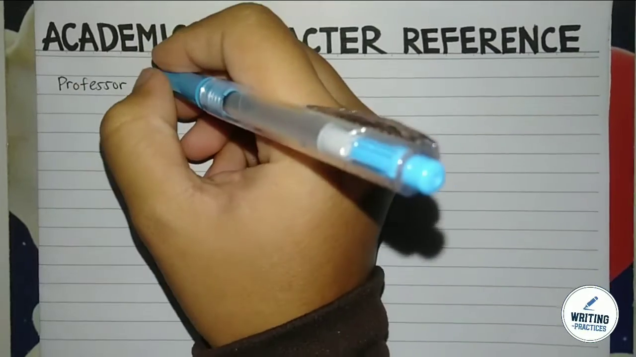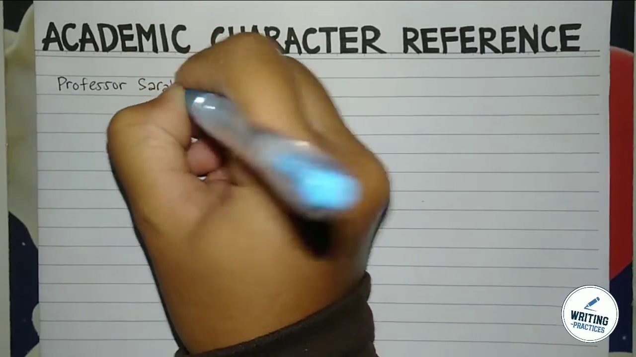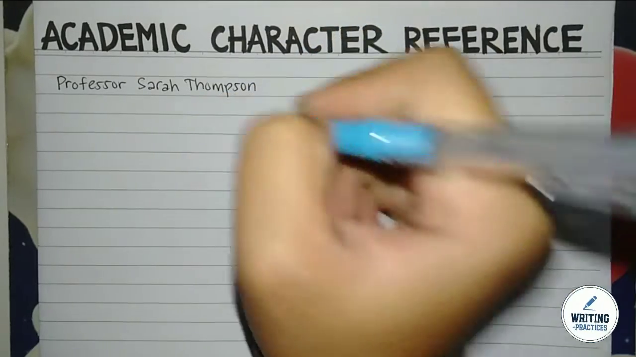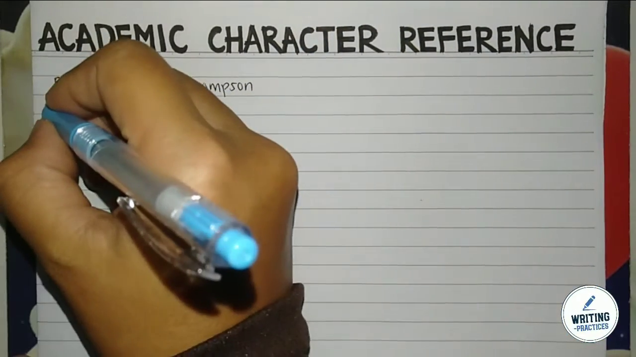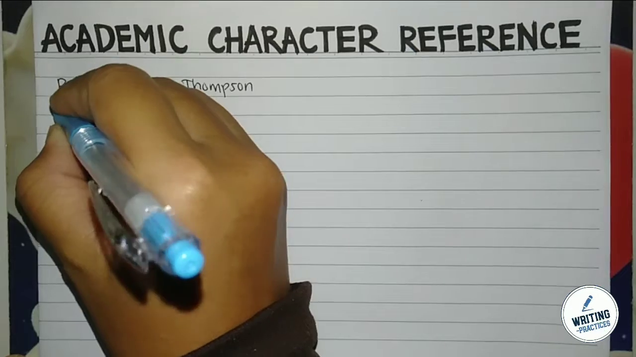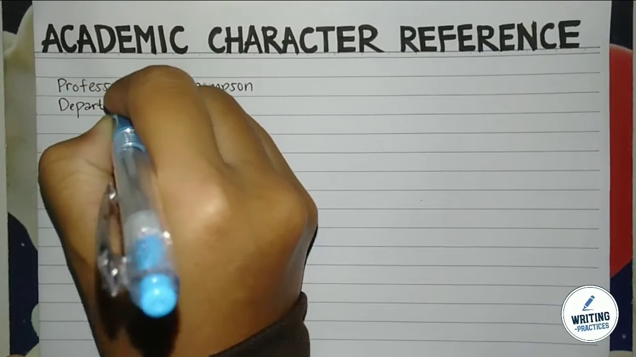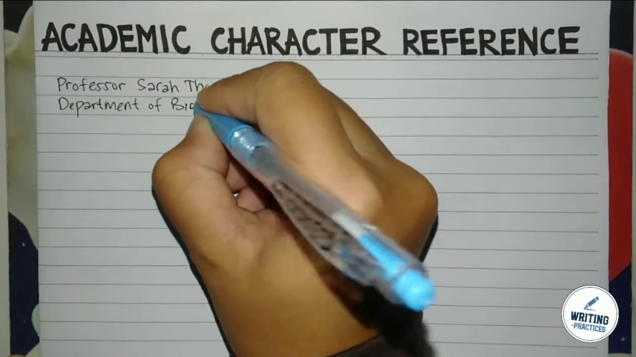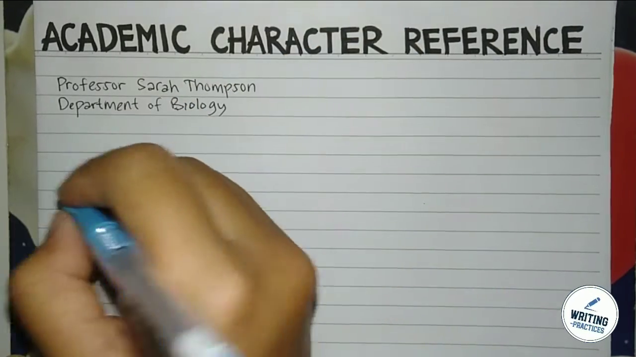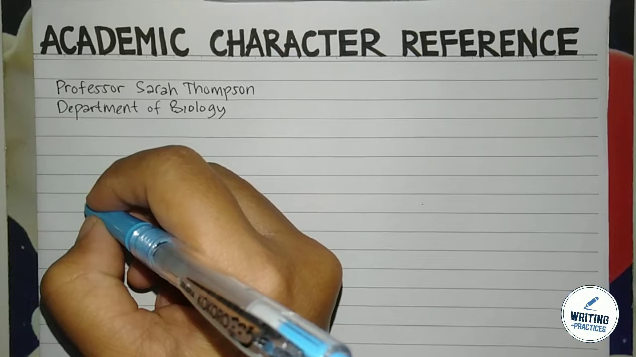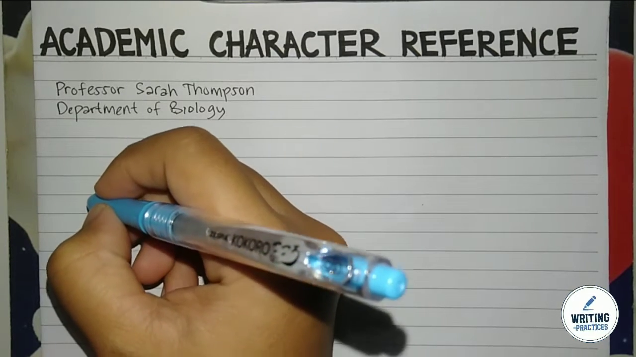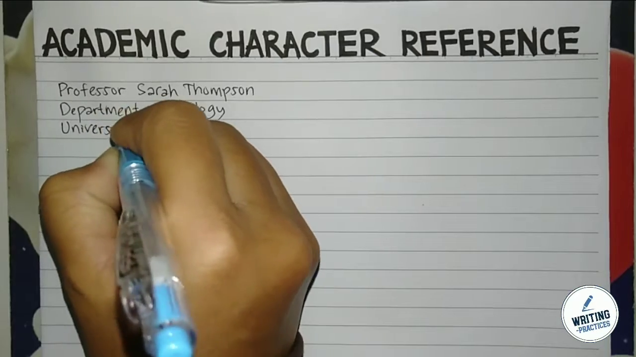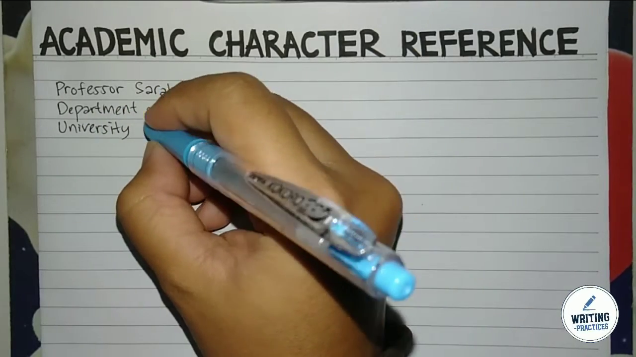Today, we are going to learn how to write an academic character reference letter. What is an academic character reference letter? An academic character reference letter is a formal document, written by an academic professional, such as a professor or teacher, recommending a student based on their character, academic performance, and potential. This letter typically highlights the student's intellectual abilities, work ethic, personal qualities, and contributions to the academic community. It is often used to support applications for further education, scholarships, or academic opportunities.